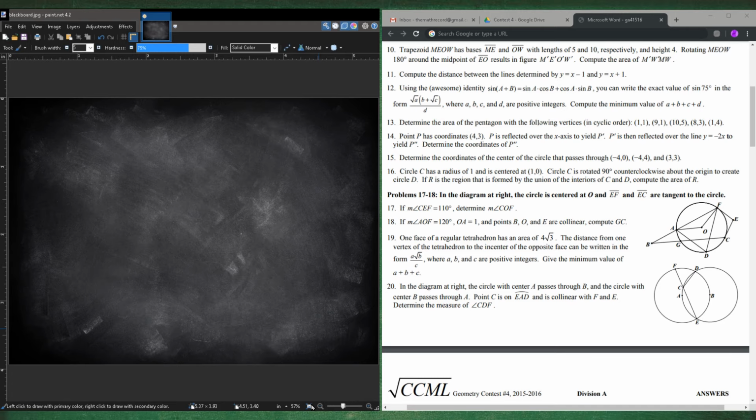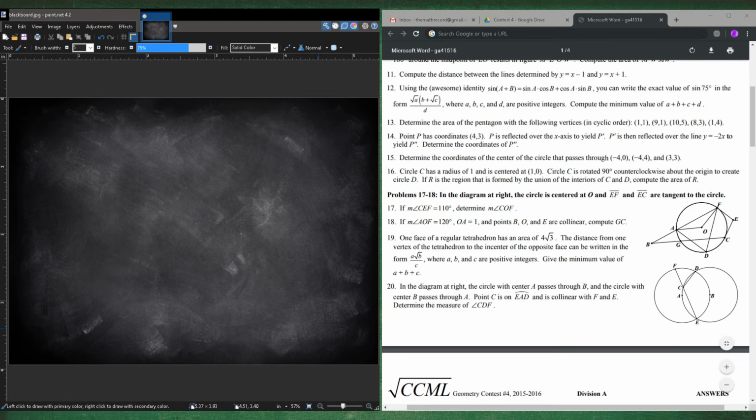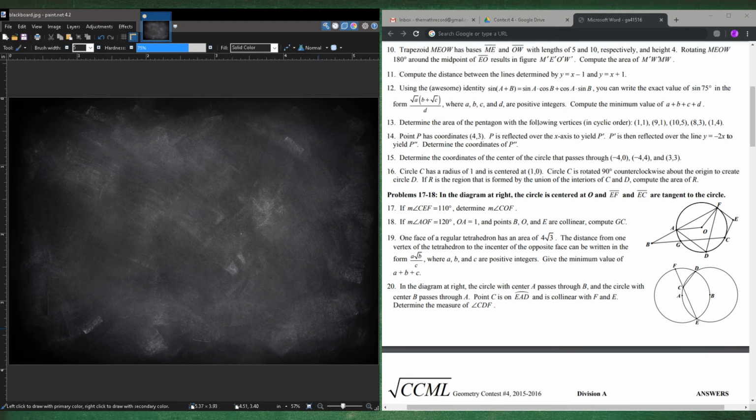Basically that simple. Number 18, AOF is 120 degrees. OA is 1, and BO and E are collinear. Compute GC. So G and C. So we need to find this.